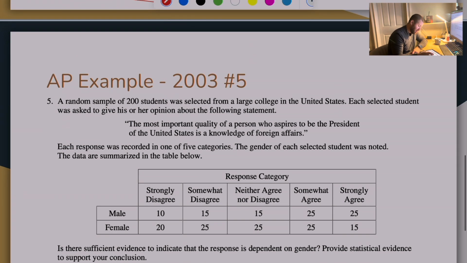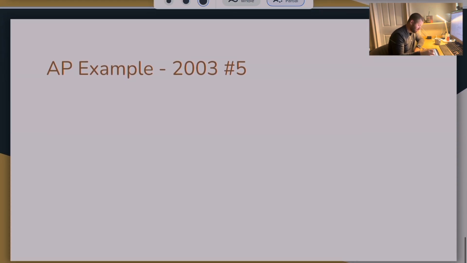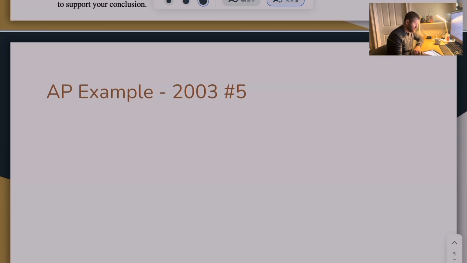So let's take a look at an example here. This question, yes, I understand, is kind of old. But it's a good question. And honestly, the chi-square doesn't show up super often on the free response section. And so for this particular one, here's what we have to do for this kind of thing.